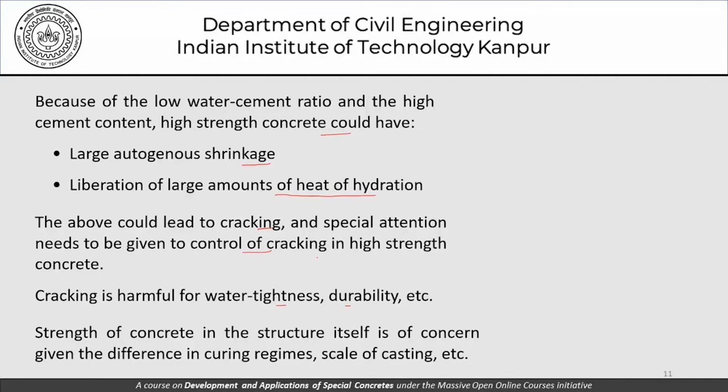The scale of casting and the type of sampling, or how we take the samples, are of critical importance when it comes to high strength concrete, because we need to establish the relationship or the equivalence between the strength achieved in the samples and the strength in the structure.